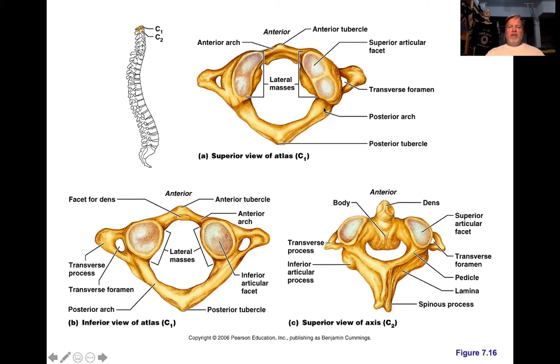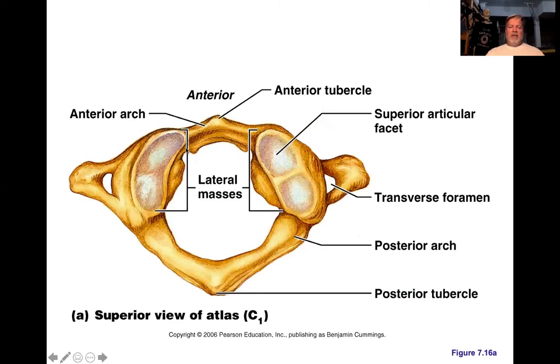C1 up here, this is known as the atlas. Remember, atlas held up the world. Well, C1 holds up your head. If you notice, there's no body and not really a spinous process in this case. It consists of an anterior tubercle, and then there's the posterior tubercle. So I kind of give you directions. This is the front, this is the back.